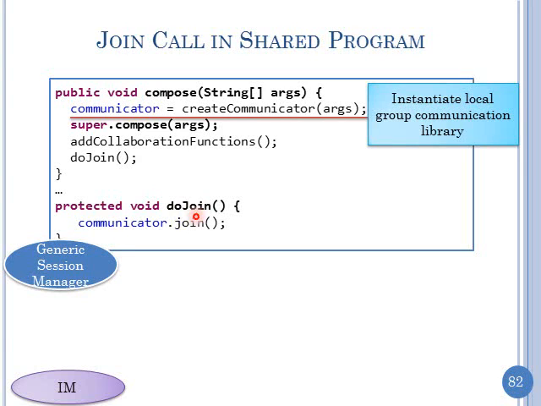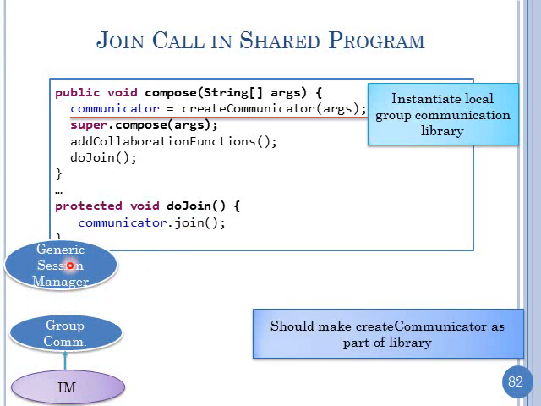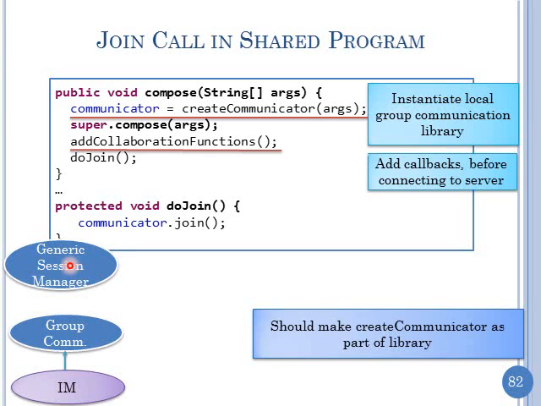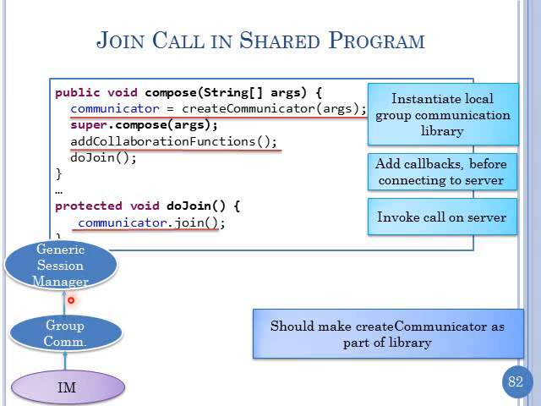So that's the instantiate local group communication library. At this point, we've got something to communicate with the session manager, but it hasn't really communicated. Like I said, I'll make that part of this method as part of the generic library. You add callbacks before connecting to the server. You invoke join on the server, and at this point, you are visible to the rest of the world. You're connected. That's the main conceptual thing here.